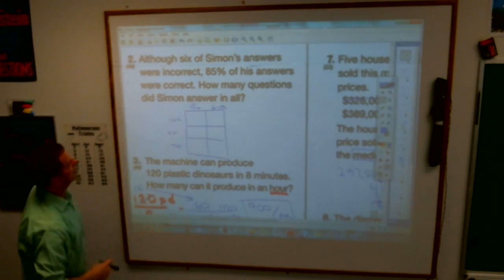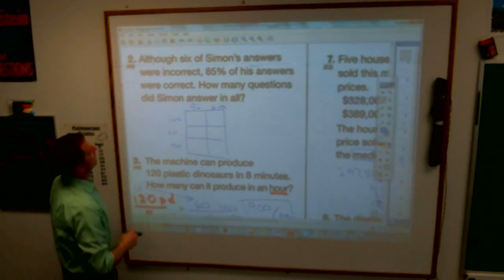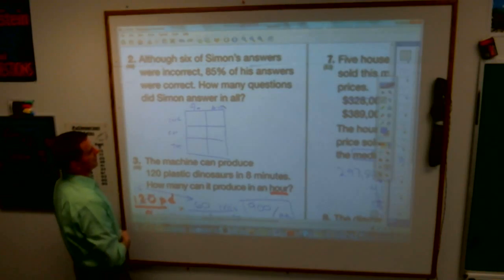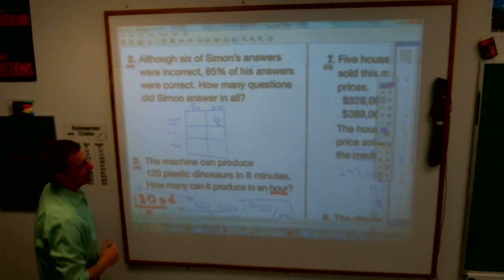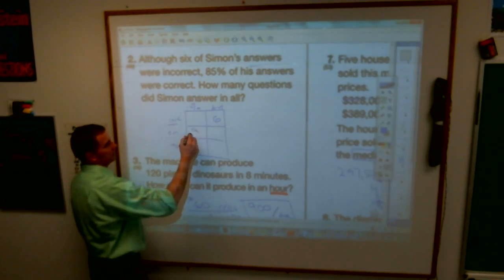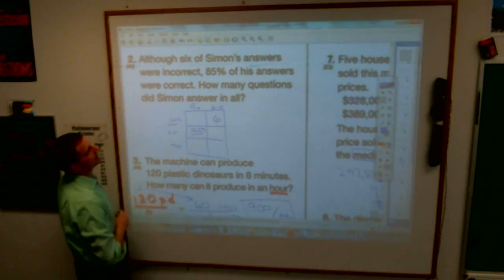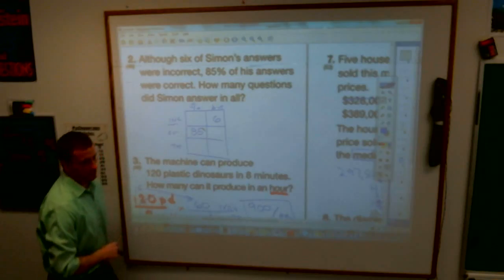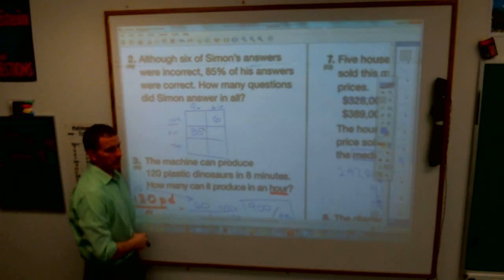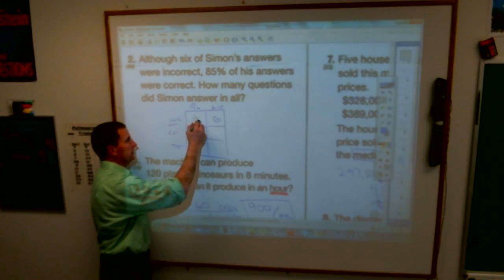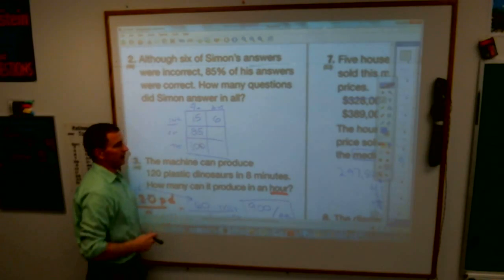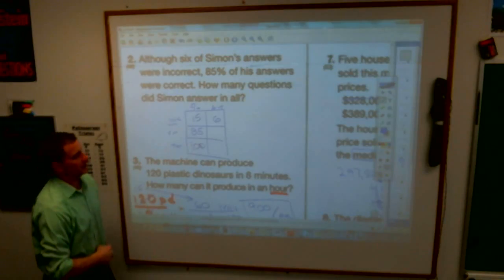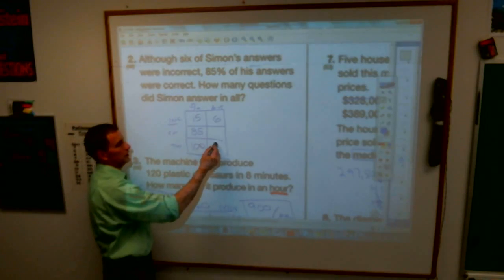Although 6 of Simon's answers were incorrect, so incorrect were 6 actual answers. 85% of his answers were correct, so that goes in the percent correct there. How many questions did he answer in all? Filling in the blanks, what else can I do there? Do the 15%. He must have gotten 15% incorrect, because you take the 100% total. And which one am I looking for? How many questions did he answer in all?